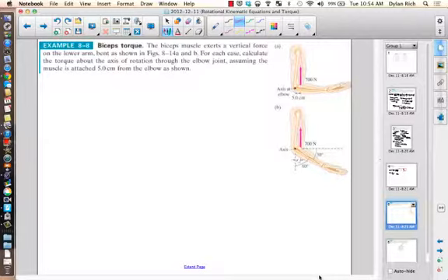Biceps torque. The bicep is a muscle that exerts a vertical force on the lower arm, bent as shown. For each case, calculate the torque about its axis of rotation through the elbow joint, assuming the muscle is attached 0.5 centimeters from the elbow as shown. If you look here, here's the axis of rotation. The muscle is attached to the arm a little bit further away from the axis of rotation, otherwise you don't move your arm. You bend this bicep up and it curls it up. You can figure out how much torque you have to do that. We won't go through this problem because I don't have enough time right now.